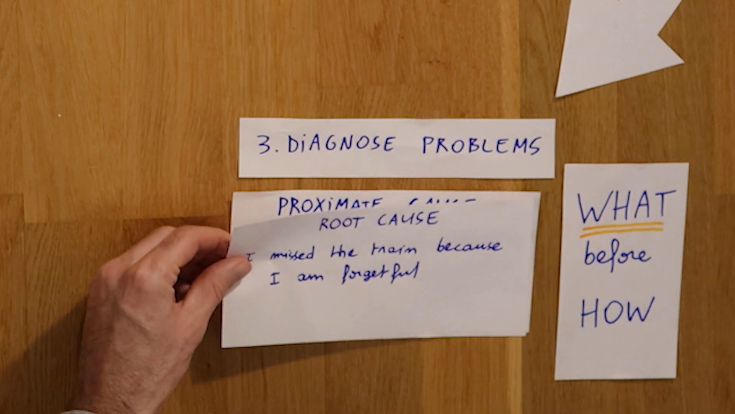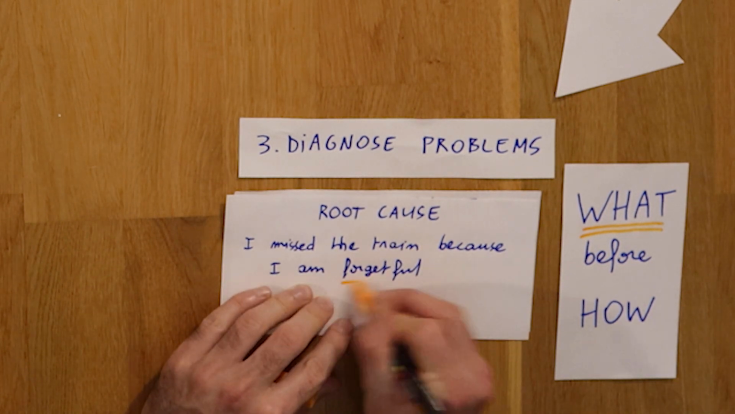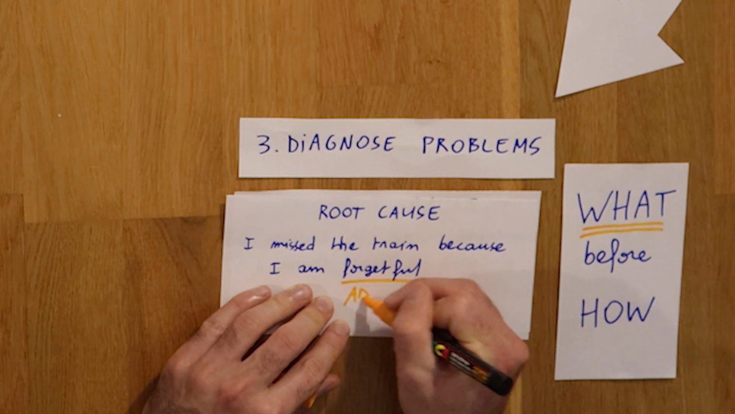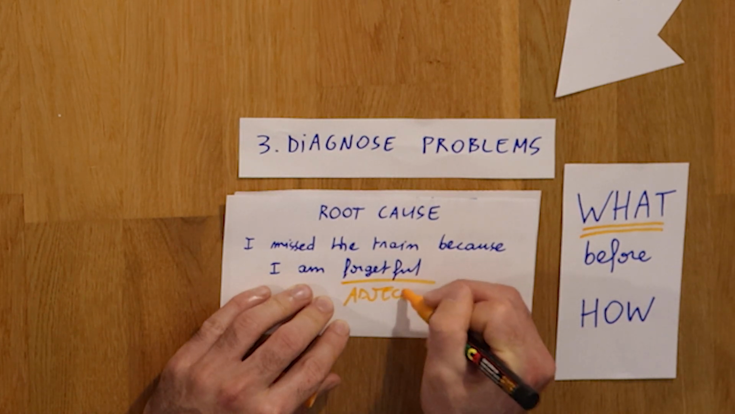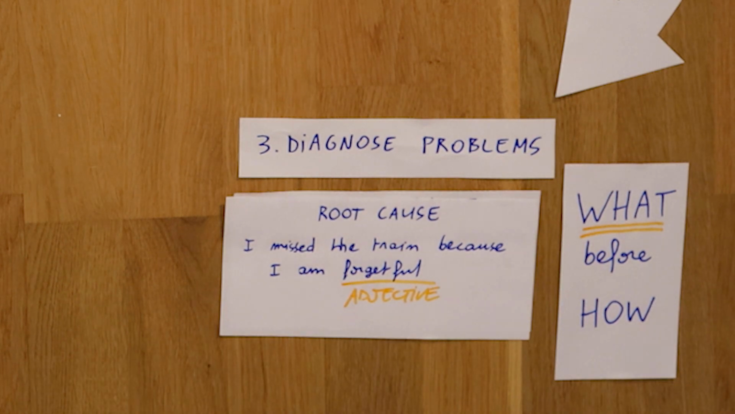Root causes run much deeper, and they're usually what you want to focus on. They're typically described with adjectives. For instance, I didn't check the train schedule because I am forgetful, and here the adjective is forgetful. You can only truly solve your problems by removing their root causes, so make sure you always focus on those. If you don't work on the foundation, you will solve the issue once and it will come back again and again.